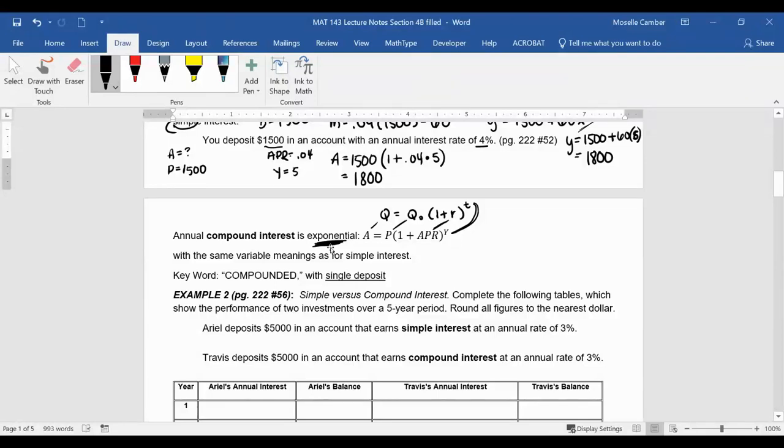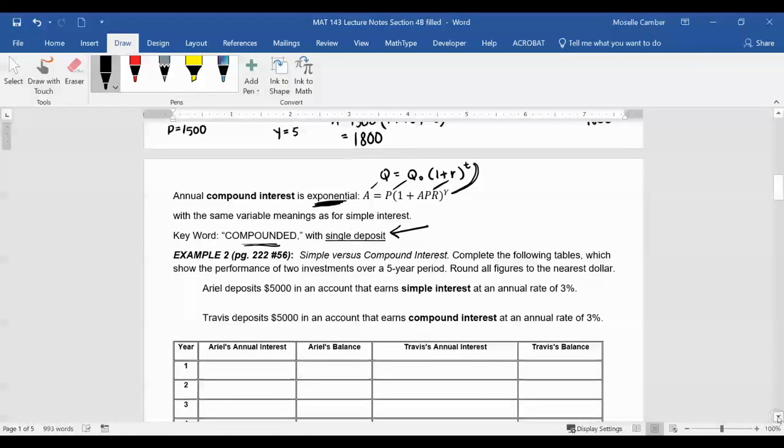The key word for these problems is the word compounded. And to use this equation, you have to make sure there's only one single deposit. If you make multiple deposits, it's going to mess with your balance, and so the percentage is going to be different. We'll deal with that in a minute, but for now, we're just going to use our basic exponential equation, because we're only putting in money once and we're just going to let it sit and increase.